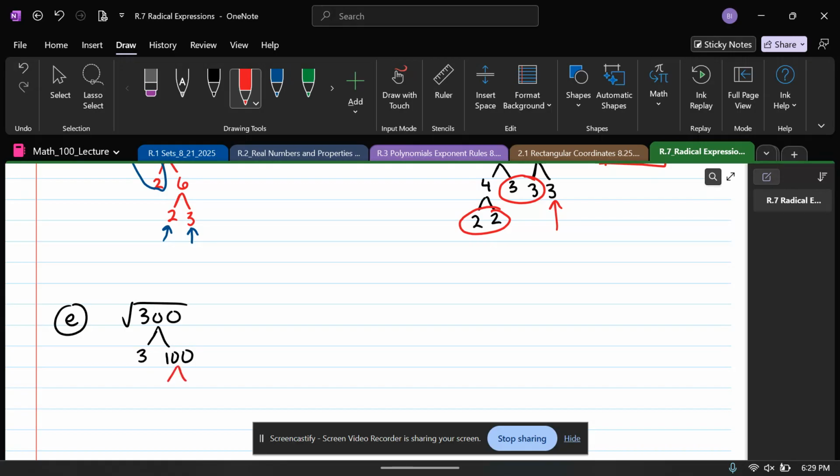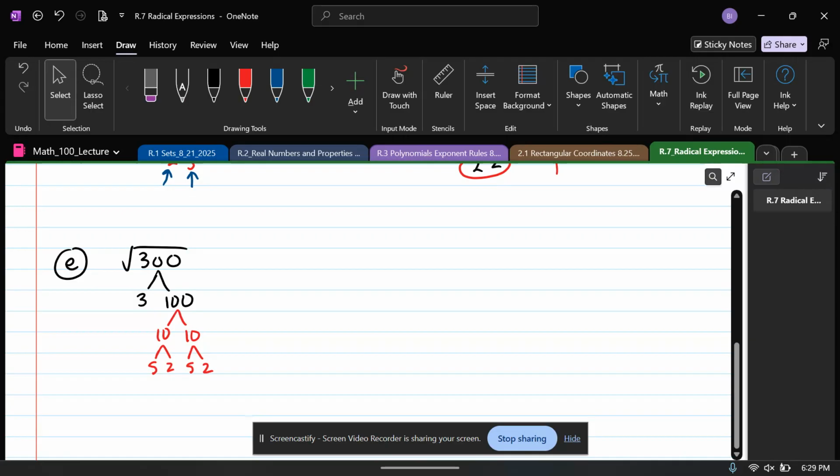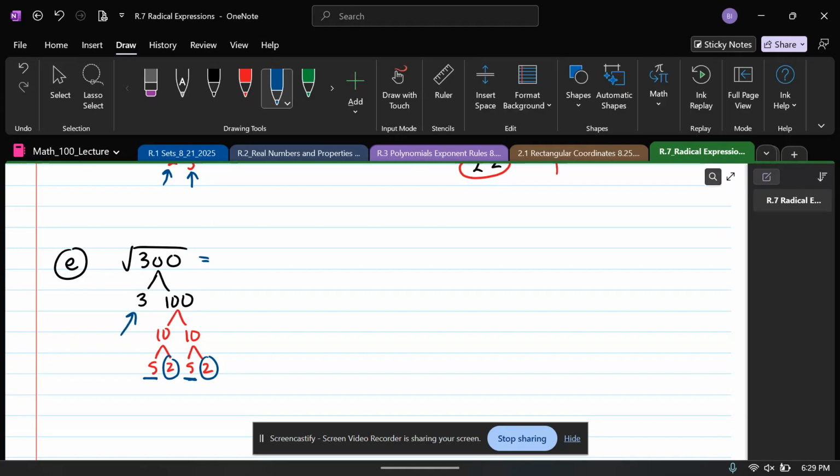And then 100 breaks apart into 10 times 10, 5 and 2, 5 and 2. So I'm looking for sets of 2. So I got 2 5s, and then I got 2 2s. I got a 3 that doesn't have a buddy. So that's 5 times 2 on the outside, a 3 on the inside. That's 10 radical 3.